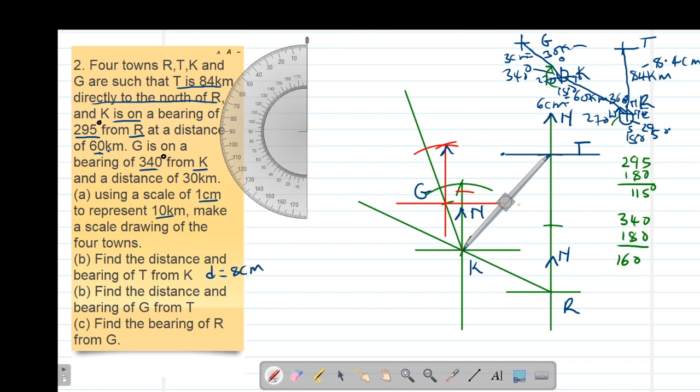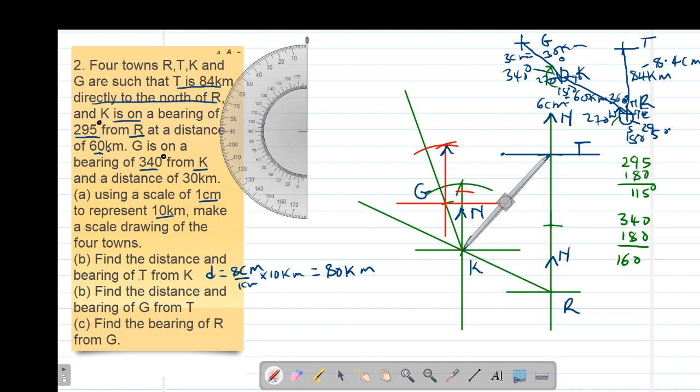Then I can convert it on my scale. My scale was 1 centimeter is 10 kilometers. So what about 8 centimeters? So it will be 8 over 1 centimeter times 10 kilometers, which will give me 80 kilometers. So the distance is 80 kilometers.